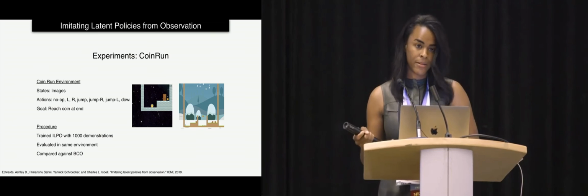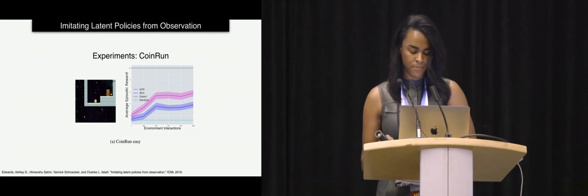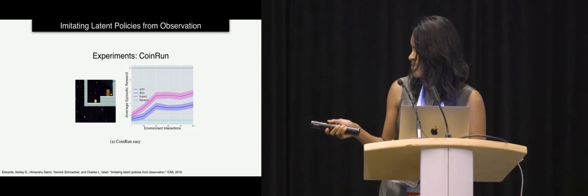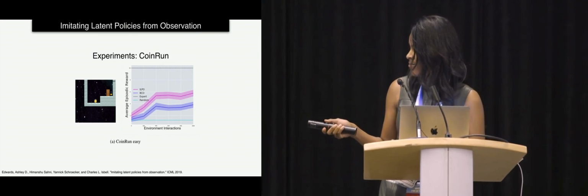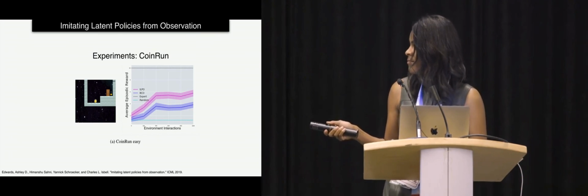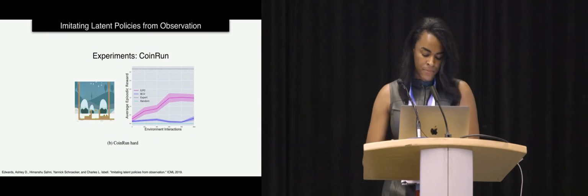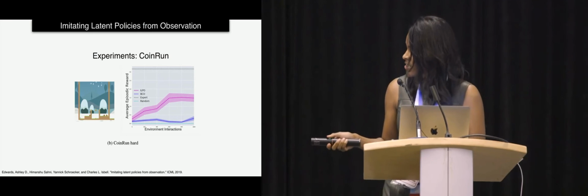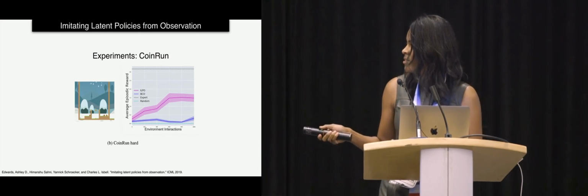And again, we compared against behavioral cloning from observation. And so here are the results. We tried it out in a couple versions of that environment. The first one was a very simple one where the coin was really close. But even here, you can see that we're able to do better than behavioral cloning from observation. And then we also tried this in a more difficult version of the task where the agent needs to avoid this pit here in order to get to the coin. And we're able to do much better.